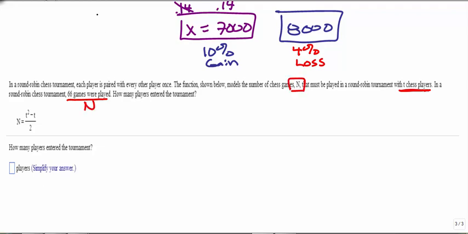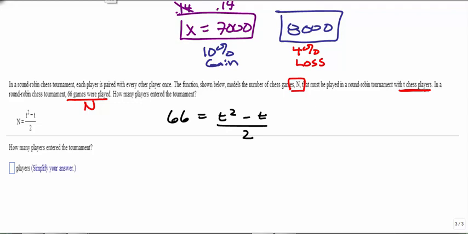So for our case here, we know 66 is equal to t squared minus t over 2, because 66 were the number of games, and t are the number of players. Now they want us to find the number of players. So I would just solve this like a quadratic equation.